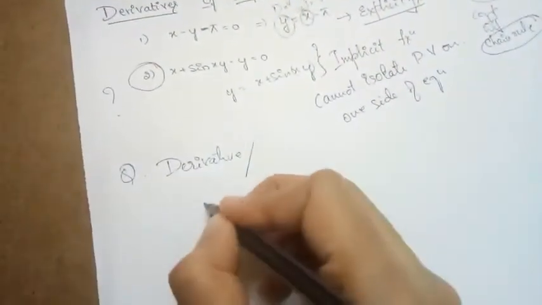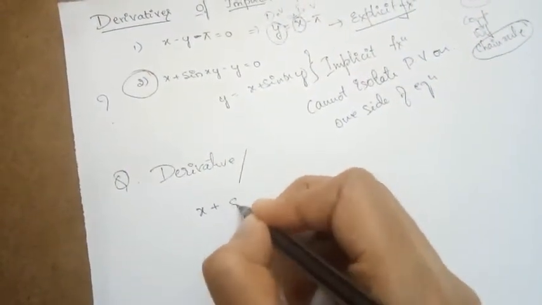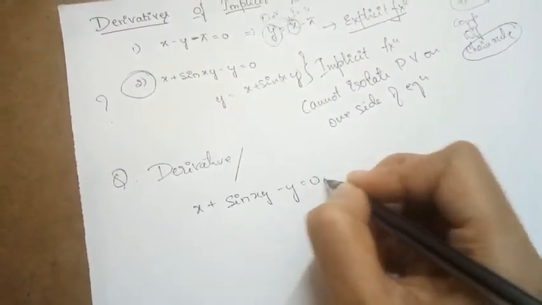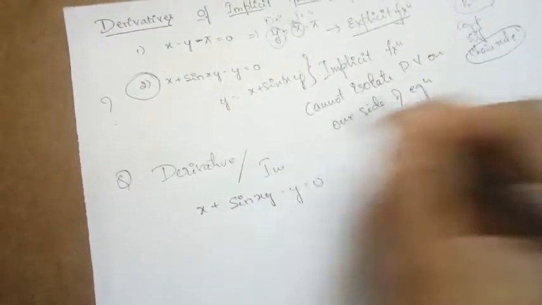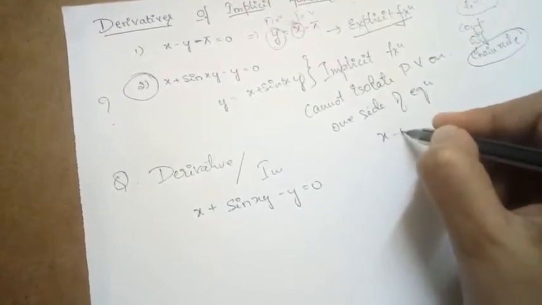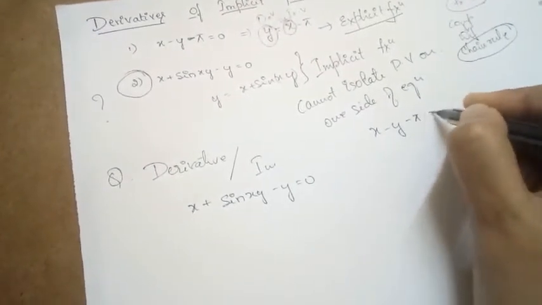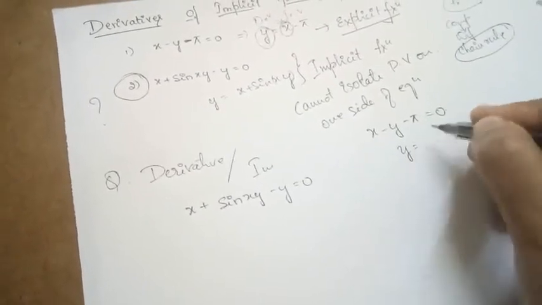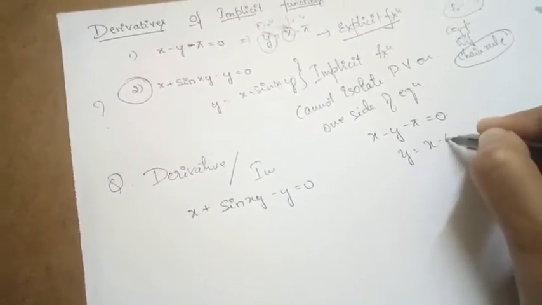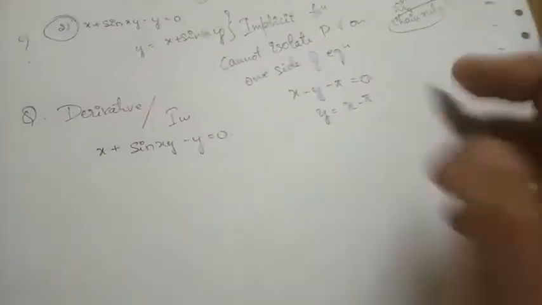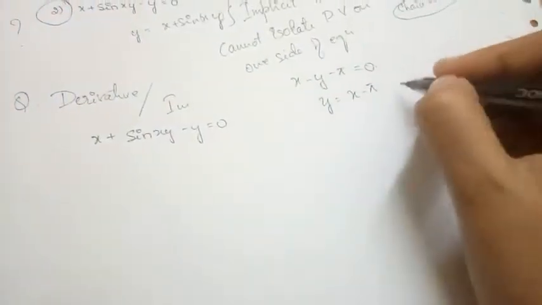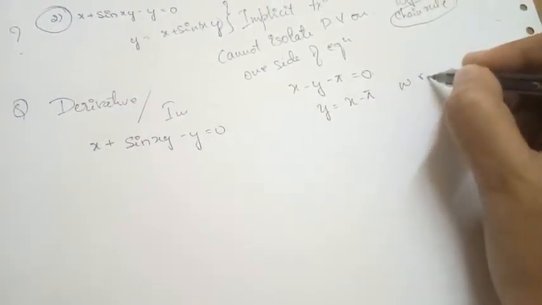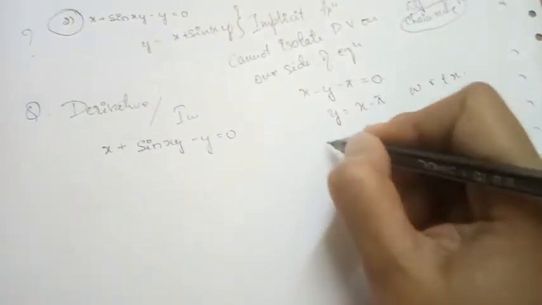Now you can see our function is x plus sine xy minus y is equal to 0. This is our implicit function, and the explicit function was x minus y minus pi is equal to 0. Upon rearranging, what did I get? y is equal to x minus pi. Suppose I need to differentiate this one, if the question was asked to differentiate this with respect to x, how would we differentiate?